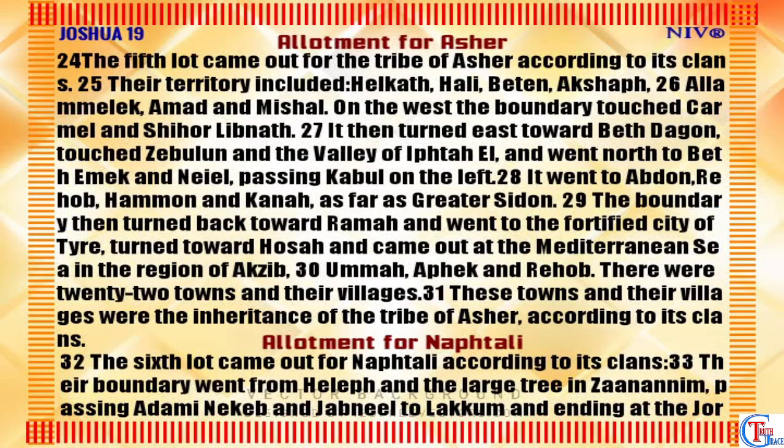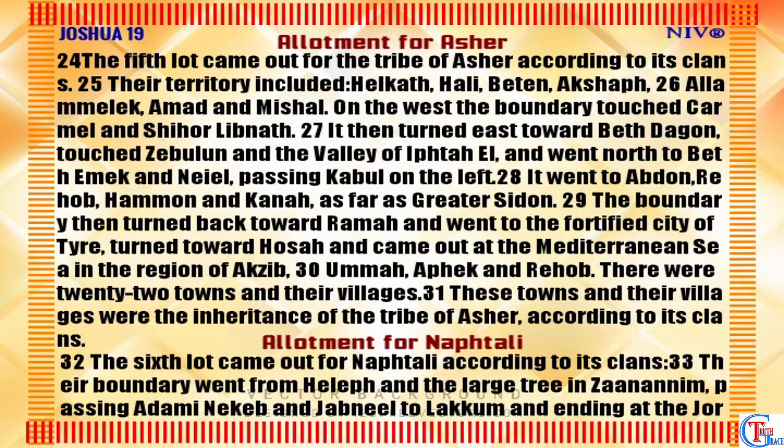The fifth lot came out for the tribe of Asher according to its clans. Their territory included Helkath, Halai, Beton, Akshaph, Alamelech, Amad, and Mishal. On the west the boundary touched Carmel and Shihor-Libnath. It then turned east toward Beth-Dagon, touched Zebulun in the valley of Ifta-El, and went north to Beth-Emek and Neil, passing Cabel on the left.